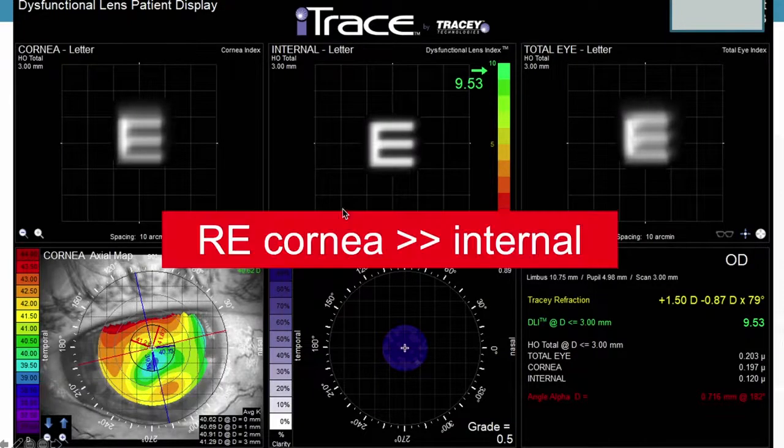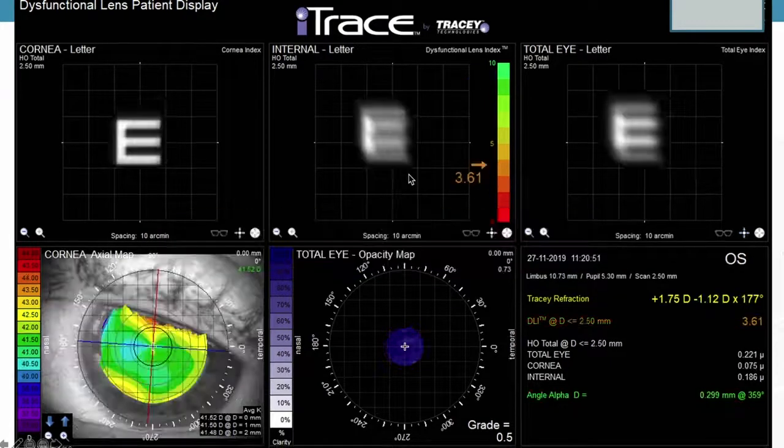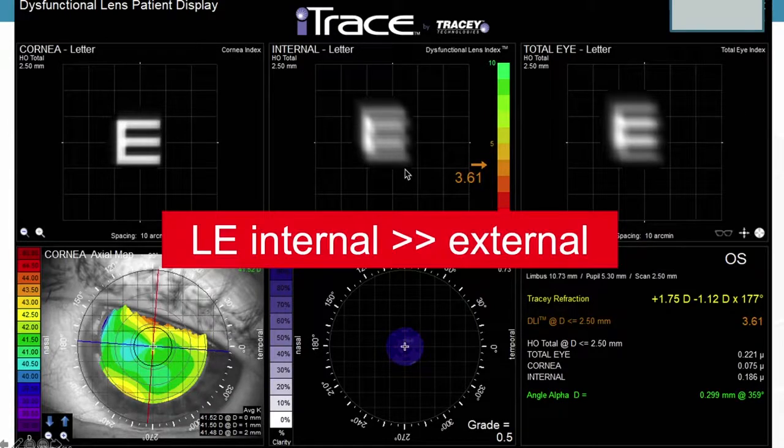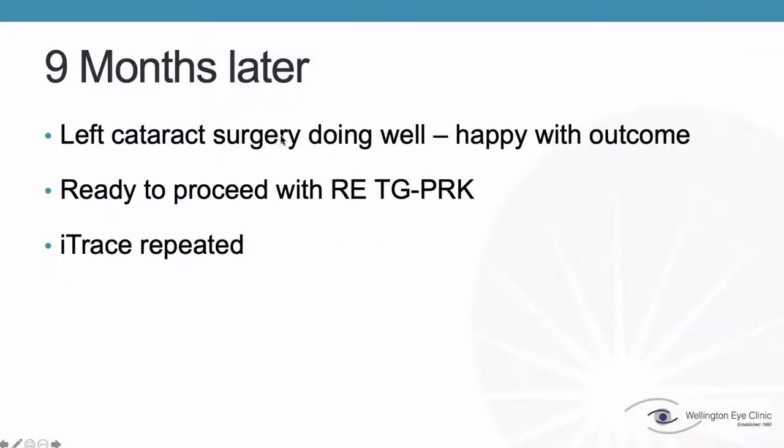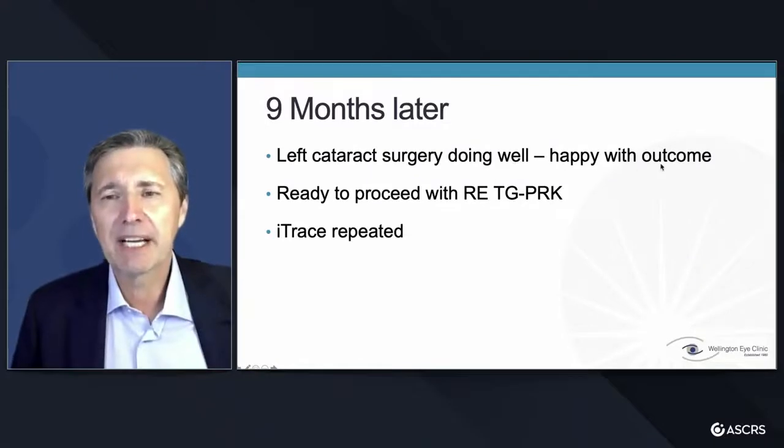The iTrace shows us for the right eye that the cornea is the problem, and the lens is actually quite clear. And for the left eye, it shows us that the cornea, despite the aberrations we're seeing on the other devices, is optically actually quite clear, but the problem is in the lens. So we go ahead and do a cataract surgery for the left eye, and the patient's very happy.